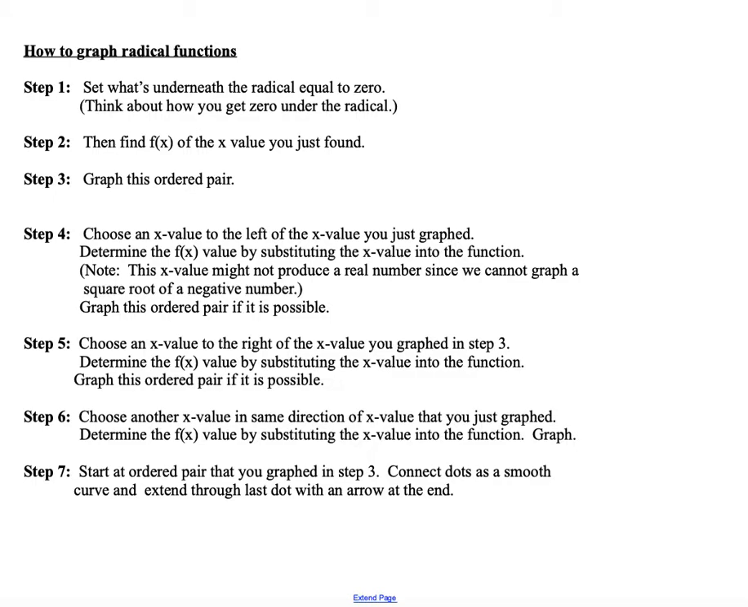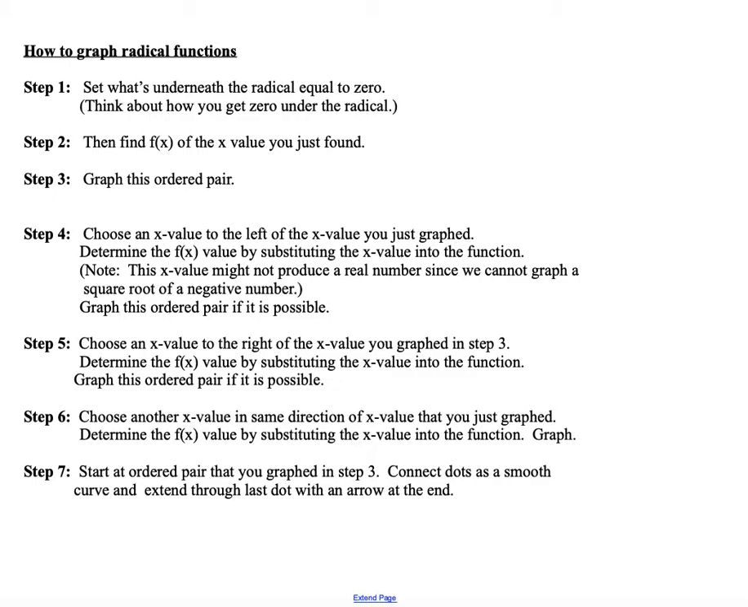It might not work because you might end up taking the square root of a negative, and if that's true, then you have to pick a value to the right, which is step 5. If that doesn't work, then you go to step 5 and choose a value to the right of the x value graphed in step 3, and determine the f of x value by substituting the x value into the function, and then graph this ordered pair if it's possible.